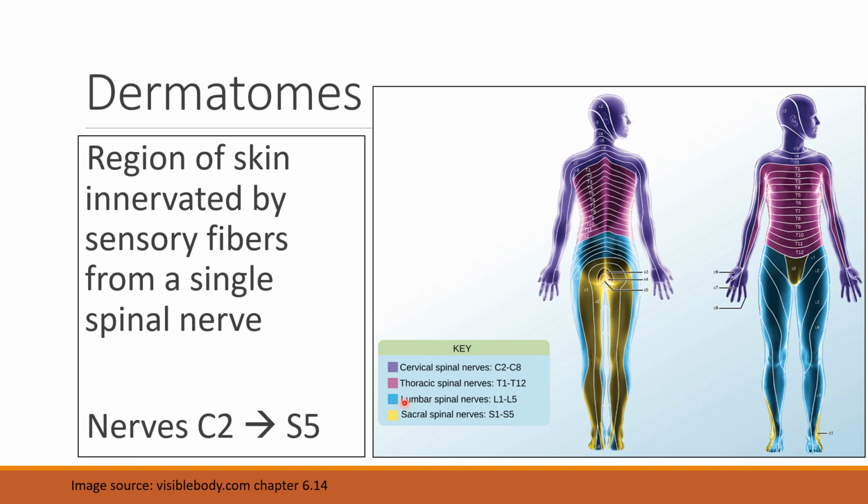C8. And then you have the thoracic spinal nerves. Remember, this is that thoracic region we talked about in that first lab. T1 through T12 kind of comes down through here. You have the lumbar spinal nerves down here, L1 through L5, and then the sacral spinal nerves down here, S1 through S5. And so as each nerve comes out, there is a particular zone of the skin that's being innervated by that particular nerve. Why is that important?